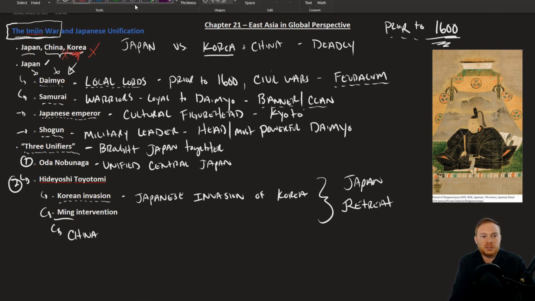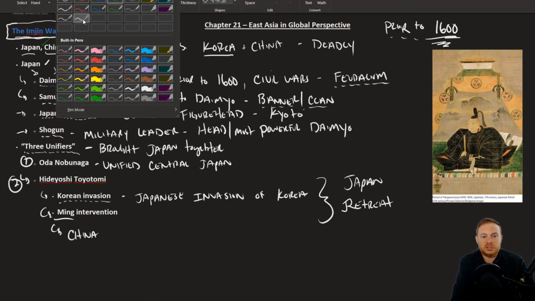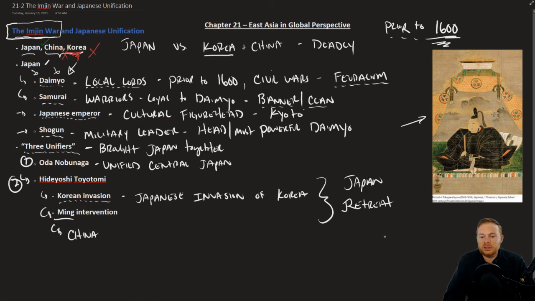Meanwhile, although a lot of resources by Japan went into the war, Japan emerged out of the war in relatively better shape, at least its economy anyways. And that paved the way for the last of the three unifiers, who you actually see pictured here. And that is, right, number 3, Tokugawa Ieyasu. Right, the last of the three unifiers.